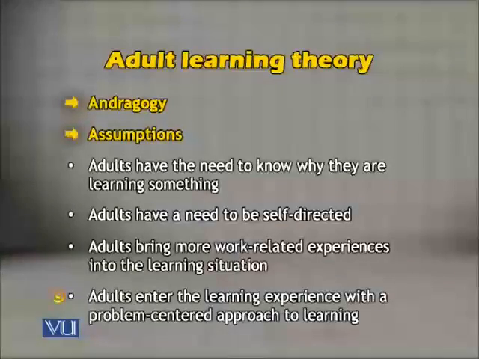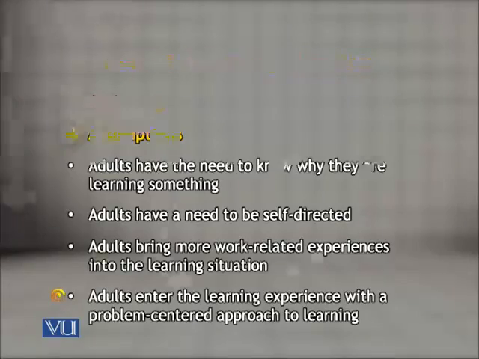The fourth assumption about adult learning is that adults enter the learning experience with a problem-centered approach to learning. Now, what does that mean, problem-centered approach to learning? That you want to solve a problem, you want to solve a situation.